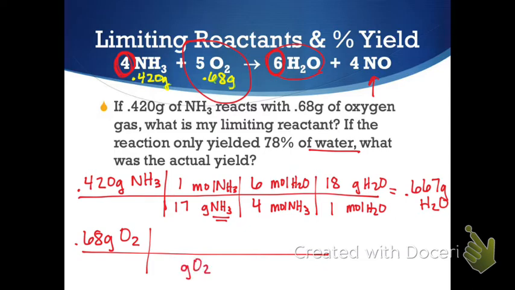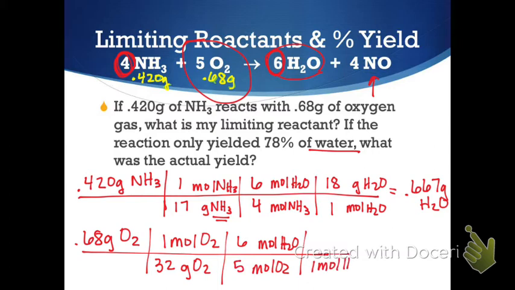So grams of O2 to 1 mole of O2. And so our molar mass here is not 16, it's 32. Moles of O2 to moles of water, or H2O, 6 to 5. And then now we're back to 1 mole of water weighs 18 grams. Okay, multiply across the whole top, divide by the whole bottom. You get 0.459. Yeah, good.